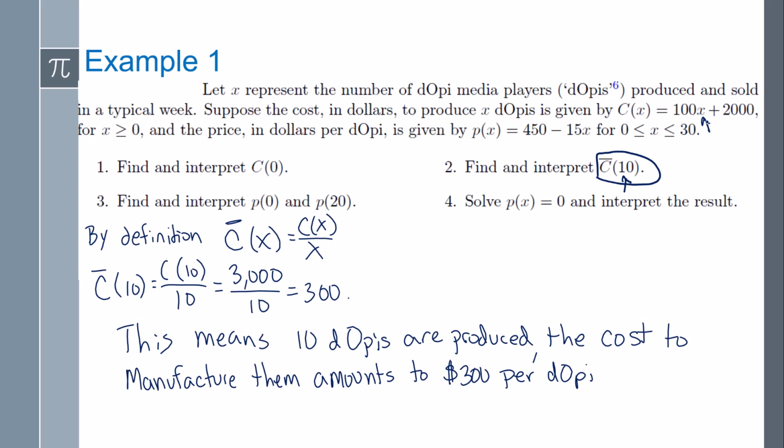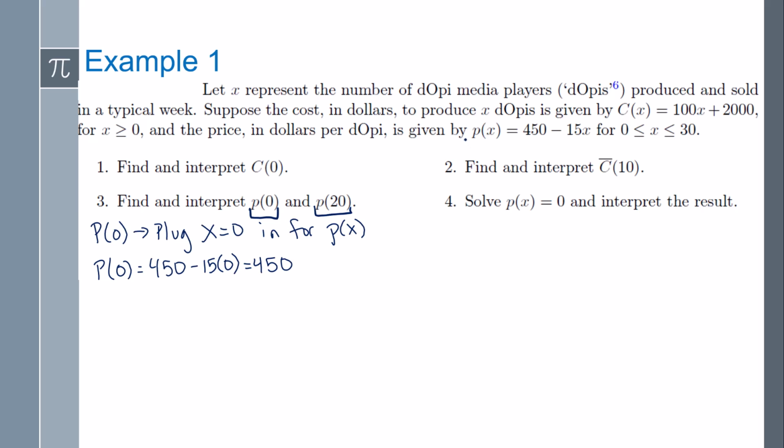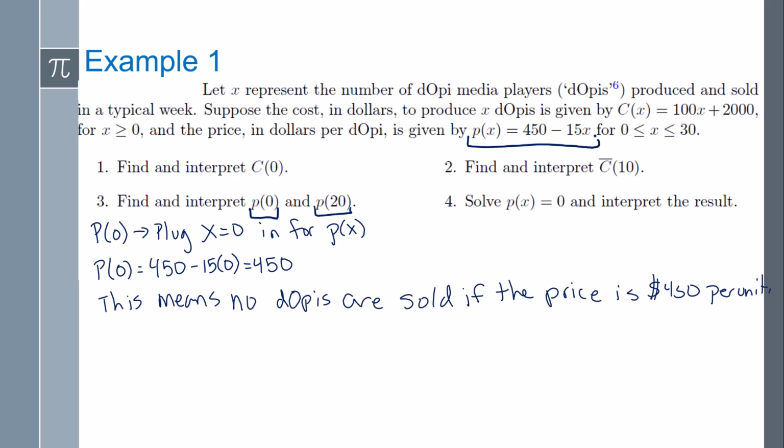So this means if 10 DOPs are produced, the cost to manufacture them amounts to 300 per DOP. So now we're going to interpret P of 0 and P of 20. So that's our price demand function because it's a lowercase p. So if I plug 0 into my price demand function here, I get 450. This means if no DOPs are sold, the price is going to be 450 per unit.